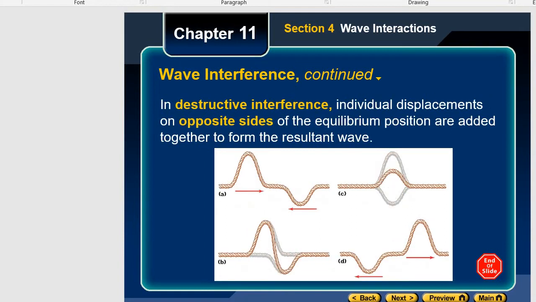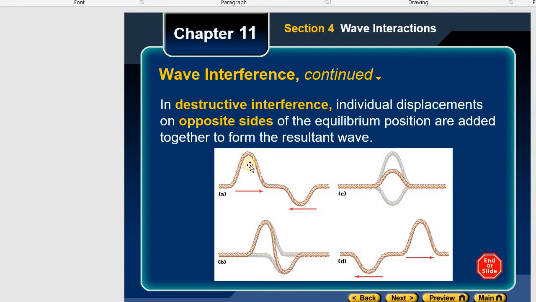So now we will move to destructive interference. In destructive interference, individual displacements on opposite sides of the equilibrium position are added together to form the resultant wave. In destructive interference, we don't have two crests to overlap each other or two troughs to interfere with each other. We have a crest and a trough. So destructive interference requires two different types of the wave, a crest and a trough.